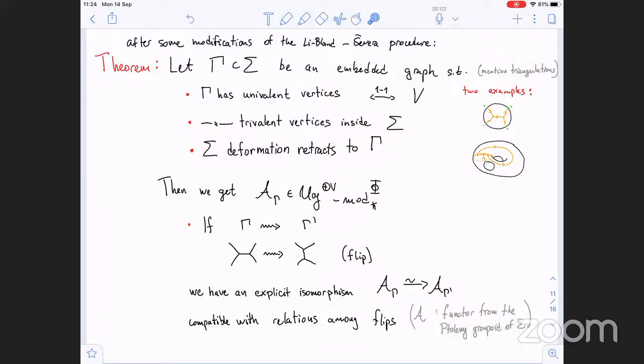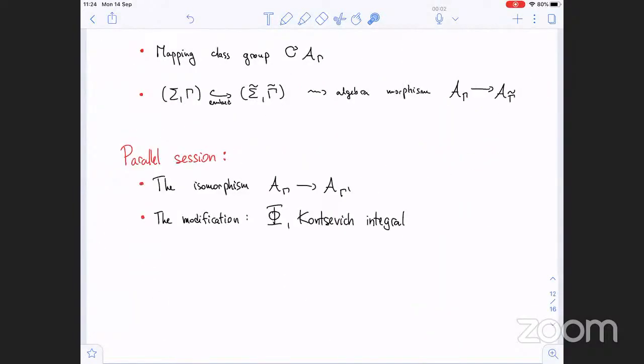Anton is asking what about the mapping class group action. Yes, then the mapping class group acts on this algebra. If you choose one graph and then you choose an element of the mapping class group, it changes it to a different graph, and you can go back. This gives you an element of the mapping class group, which relates slightly to the following.